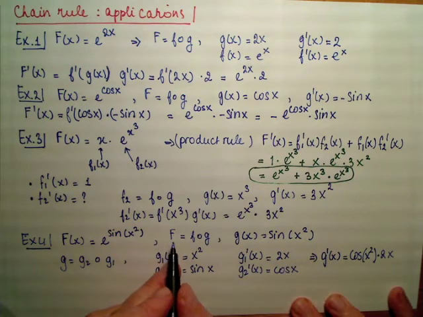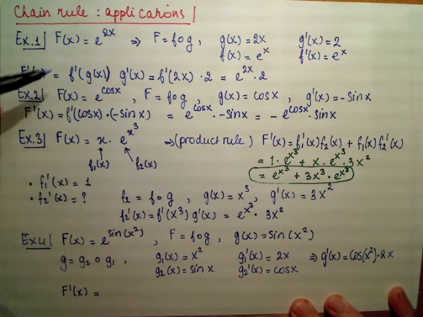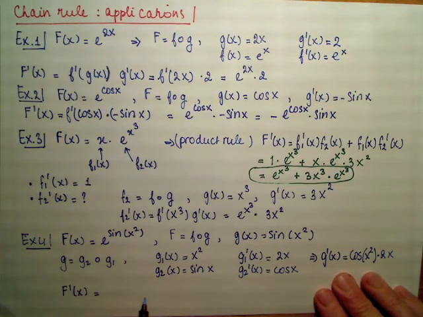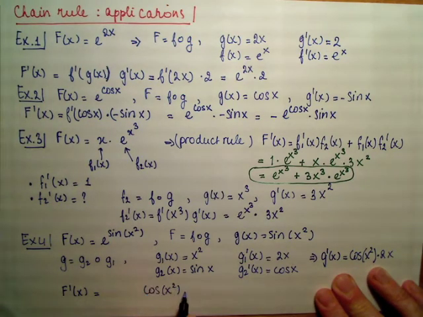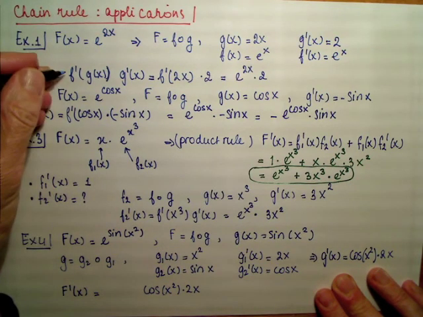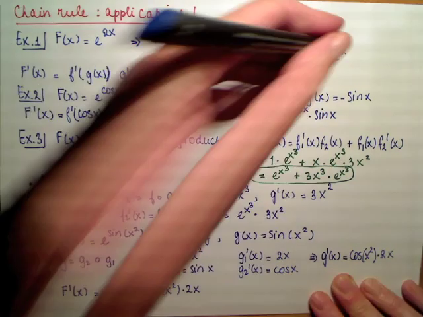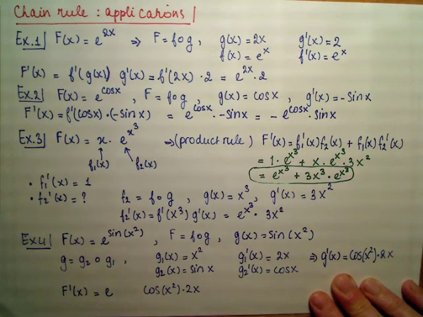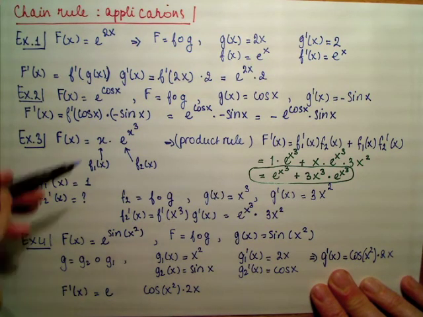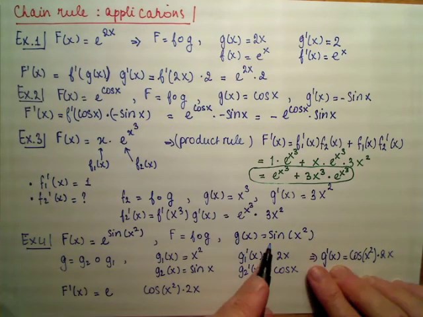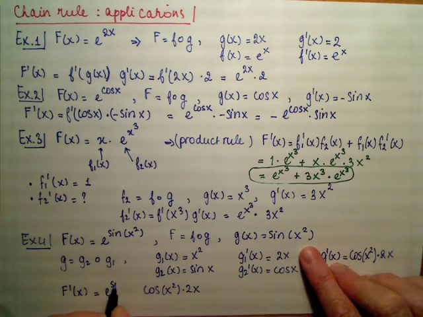and we can compute the derivative of capital F. We have the expression here. So we now have to plug in the derivative of g, which is cosine x squared times 2x, multiplied by the derivative of our function little f, which is this one, e, and we evaluate it at the power, which is equal to g of x, sine of x squared.